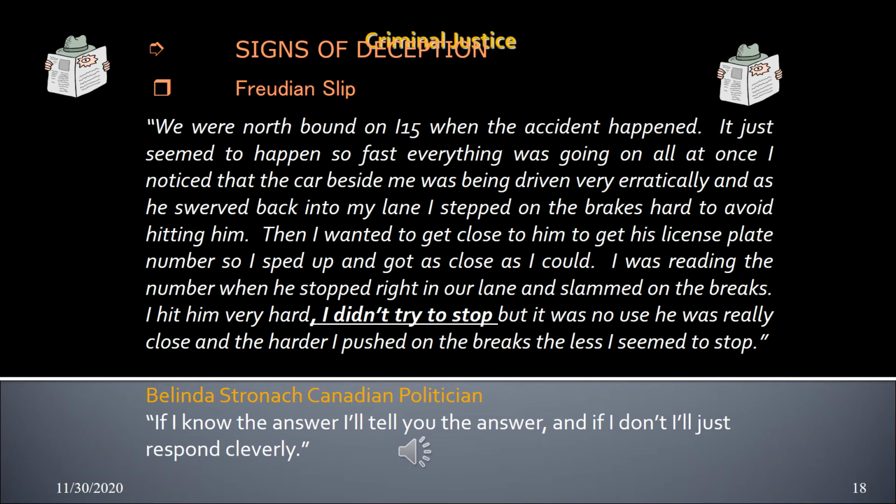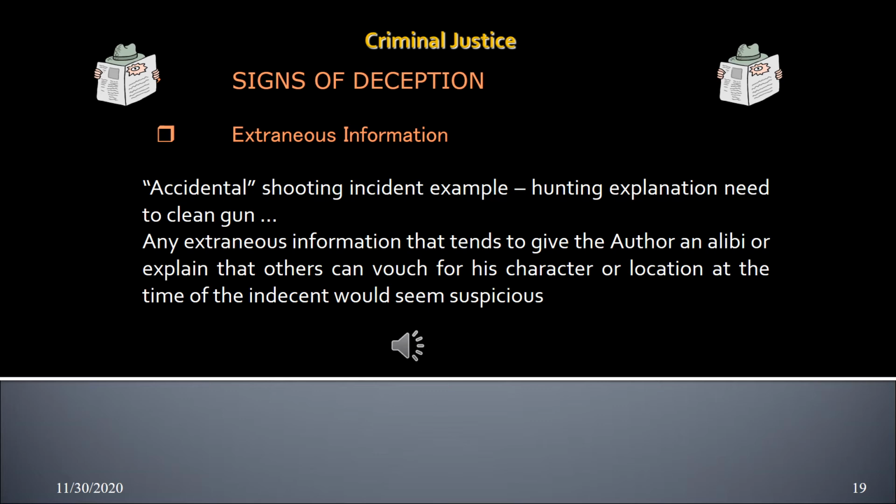But on one of these media scrums, she's asked some questions and she responds, "If I know the answer, I'll tell you the answer. And if I don't, I'll just respond cleverly." So she was quoted as saying that, and that's obviously a straightforward Freudian slip because it does identify her as an idiot.